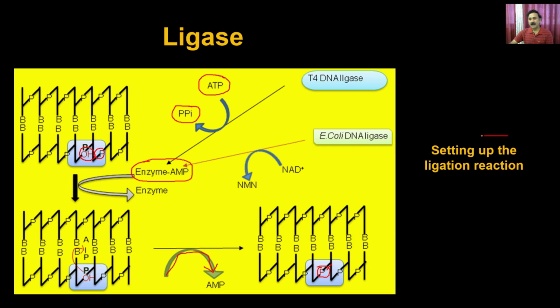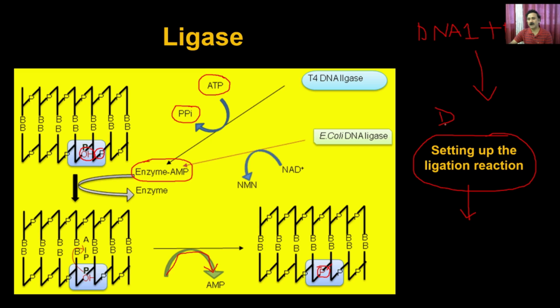Now I think we discussed setting up the restriction enzymes. Similarly, you have to set up the ligation reactions, and remember here what we are doing. Here we are doing exactly the reverse of what we were doing for the restriction enzyme. So in this case, we are putting two DNA, like DNA 1 and 2, and generating one DNA, right?